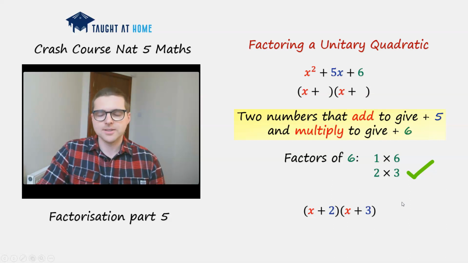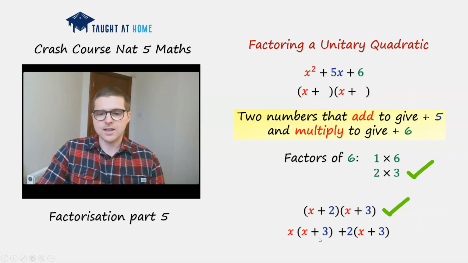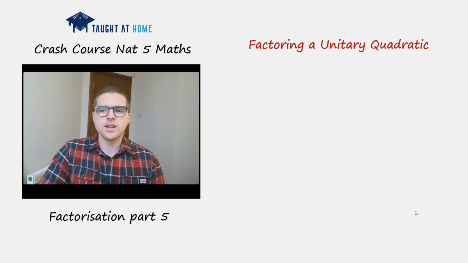It doesn't really matter. Because when we expand this, multiplying out the brackets, we'd have x times x plus 3, plus 2 times x plus 3, which becomes x squared plus 3x plus 2x plus 6, and then simplifying, that gives us back our unitary quadratic. So this is a very robust technique. So let's go and try another one.